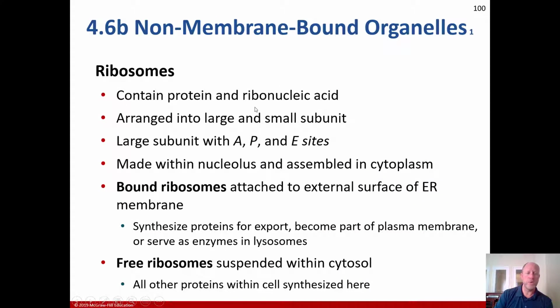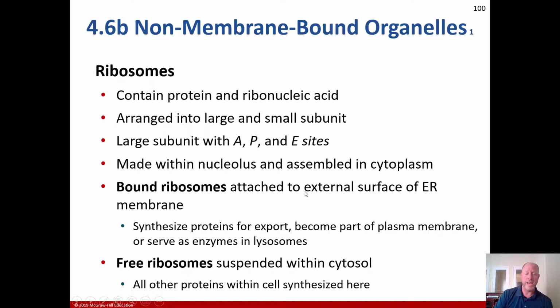The ribosomes contain protein and ribonucleic acid. They're arranged into large and small subunits. The large subunit has A, P, and E sites, the exit site, the peptidyl, and the aminoacyl sites. They're made within the nucleolus and assembled in the cytoplasm.